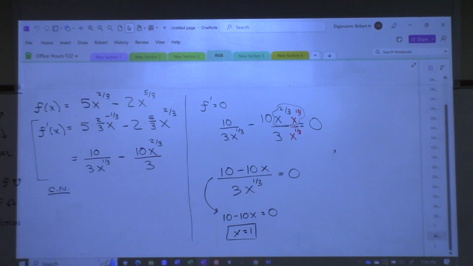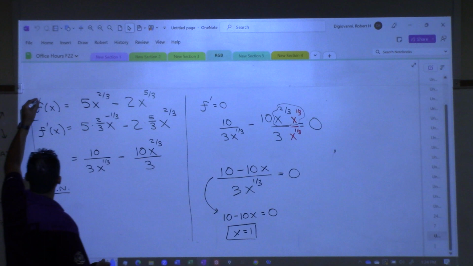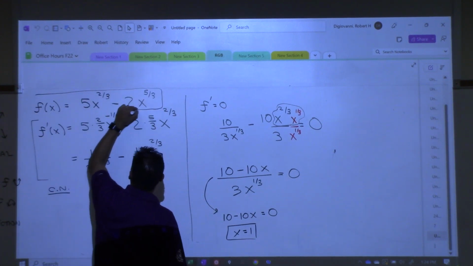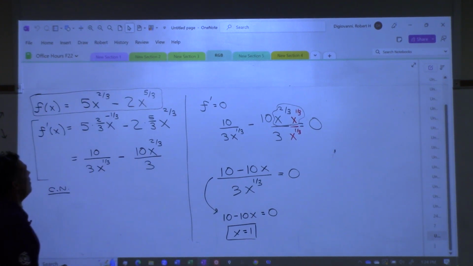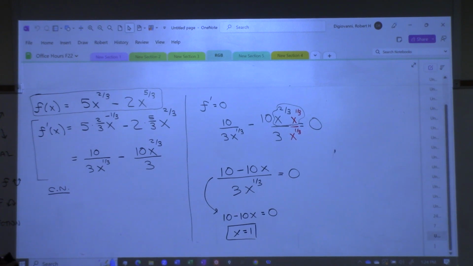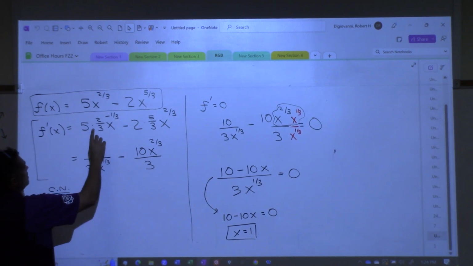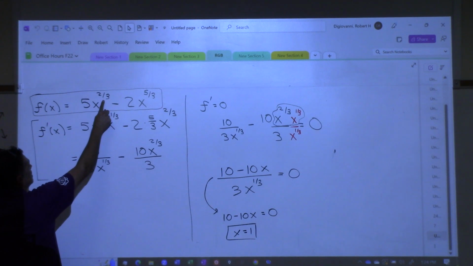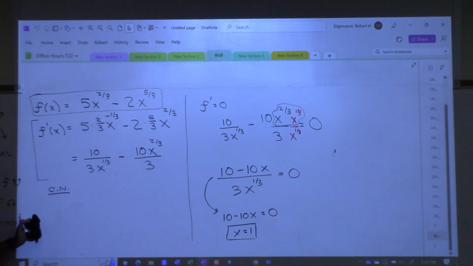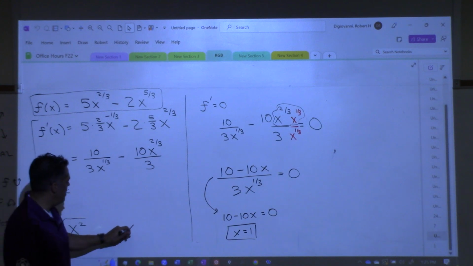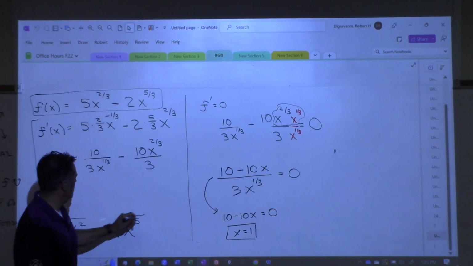I need to worry about the domain right now. So let's go back to the original function here. Are there any domain restrictions on that? No, because it's a polynomial. Why is it not a problem that I have a fraction up here? What does 2/3 really mean? X to the 2/3, what does it really mean? 2 divided by 3. It's the cube root of x squared. That's what that means, right? And the other one is really the cube root of x to the 5th?